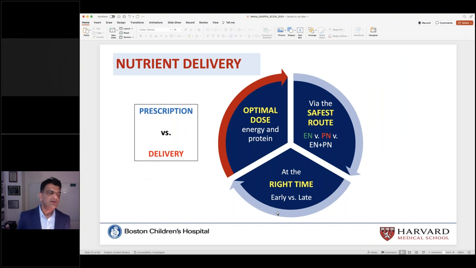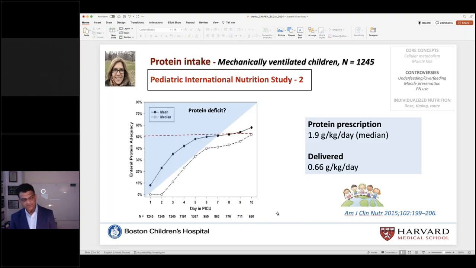So let's talk about the nutrient delivery, and in particular, the prescription and delivery of protein. What this figure here shows is the nuance of nutrition. When you read a randomized controlled trial, you'd often find them addressing one of these. You'd have a trial of a high versus low dose, an early versus late, or an EN versus PN. Whereas nutrition for us on a daily basis is much more nuanced, which needs to account for all three. But let's look at where we are with the optimal dose.